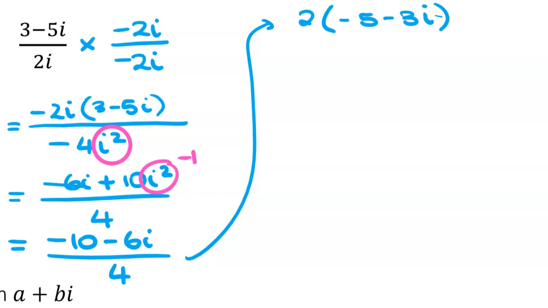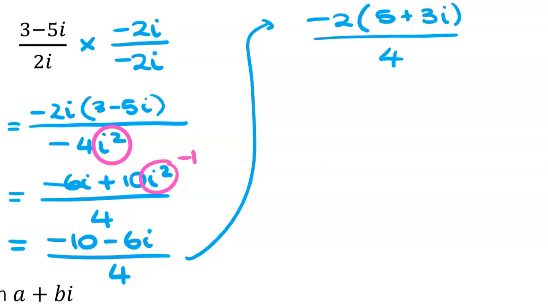Actually, no, let's take out that negative, because then we wouldn't have to deal with that. So negative 2, and then 5 plus 3i. That looks much better. All on 4. So we're going to cancel off like that.